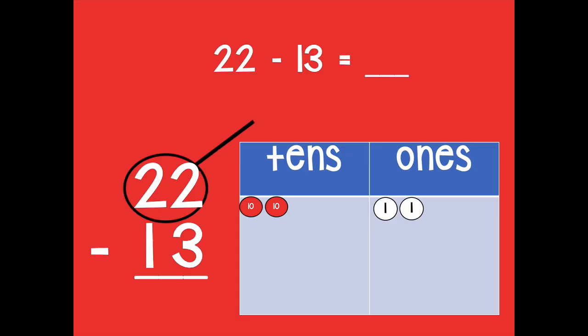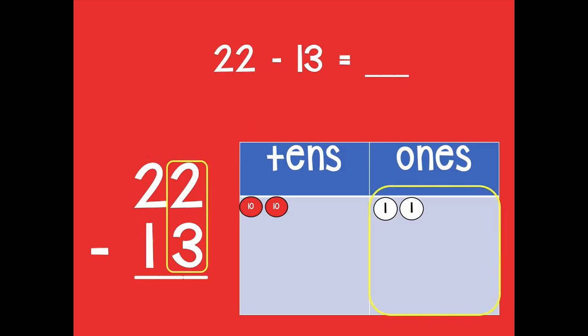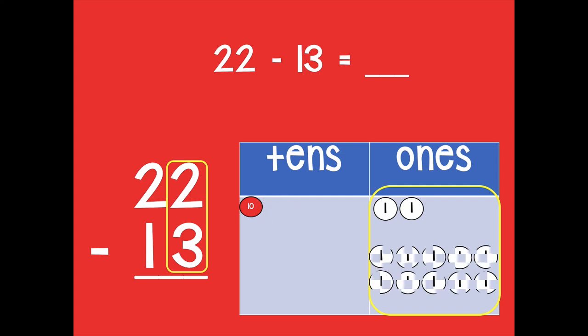Okay, so again, you guys can draw it like this. So we look at our ones place. I don't have enough ones to take away 3, so I need to grab this 10 and say, hey, Mr. Friend, Mr. 10, I'm going to decompose you into 10 ones. So now I have plenty of ones to be able to subtract 3. Okay, but I'm left with 1 10, and now I have 12 ones.